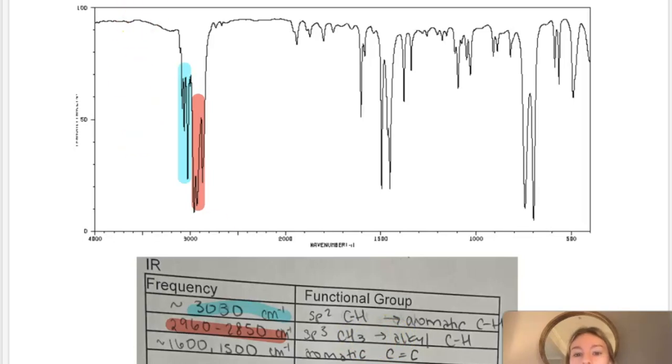And then the next group we have is around 1600 or 1500, around right here and there. So this actually signals to us that there are some C-C double bonds. And so that definitely matches up with a possible benzene ring. So you have two things here that might signal us that there is a benzene ring. So, we'll keep that in mind.